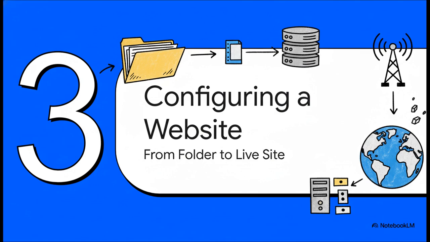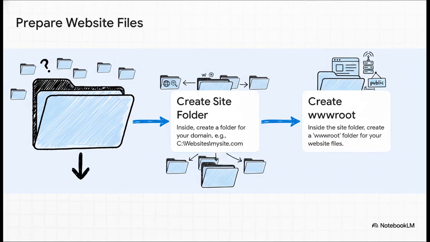This is where we turn a simple folder on our computer into a site that IIS can serve to the entire world. But wait, before you even open the IIS Manager, let's get your house in order. It's a really good practice to create a main Websites folder somewhere easy to find, like the root of your C drive. Inside that, make a folder for each website, and then inside that, a wwwroot folder. This is where your actual website files will live. Trust me, this organization will save you headaches down the road.